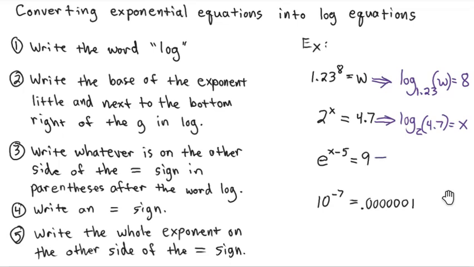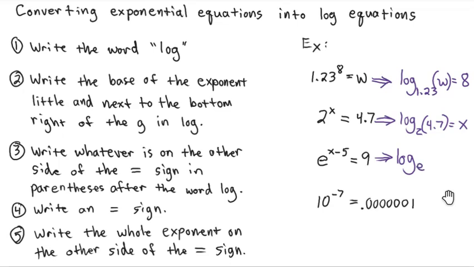So the first thing we're going to do is write the word log. Then we're going to write the base of the exponent, which is e. Remember that e is a number. Remember that e is a mathematical constant approximately equal to 2.718. Okay, so let's go ahead and write e.